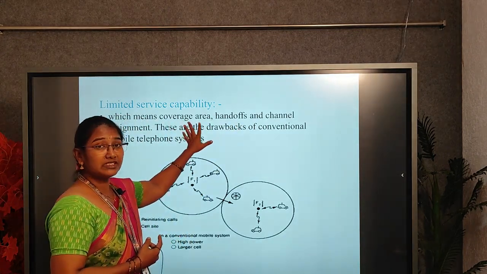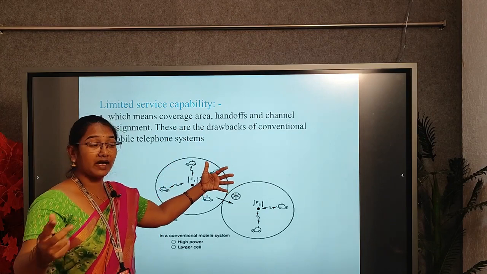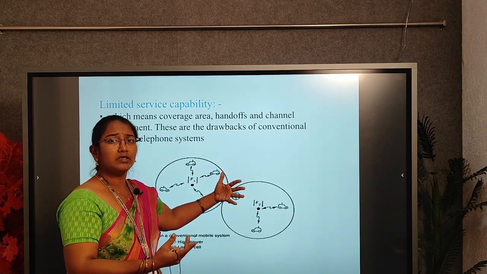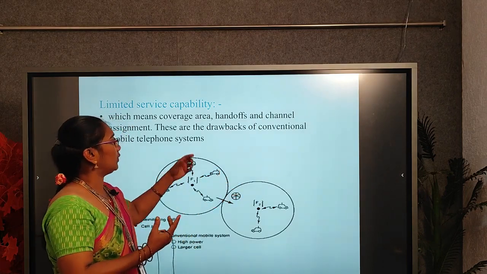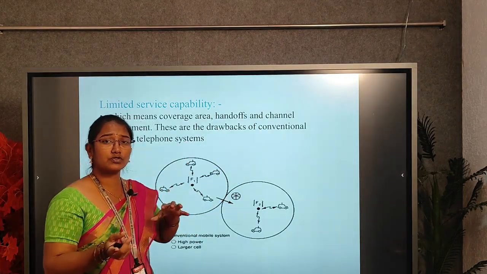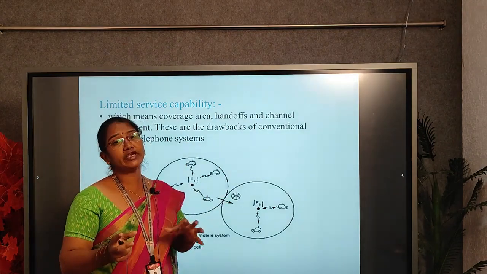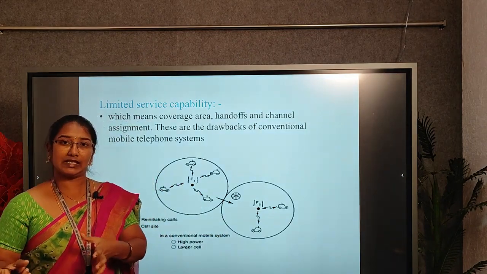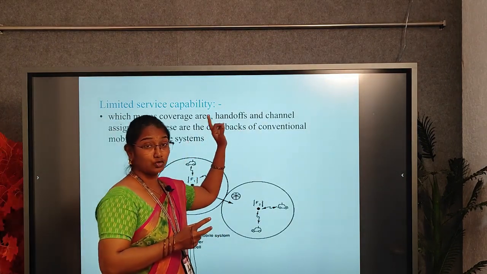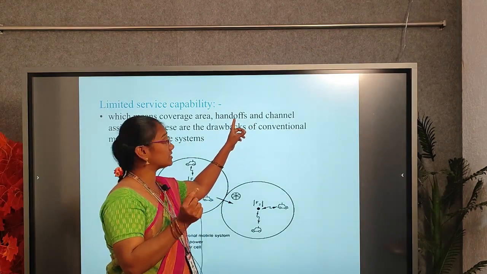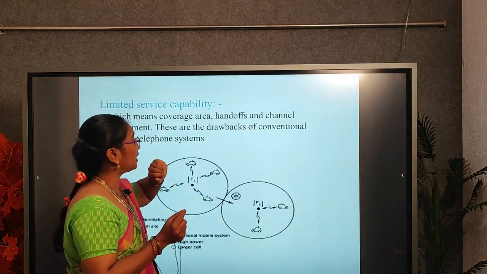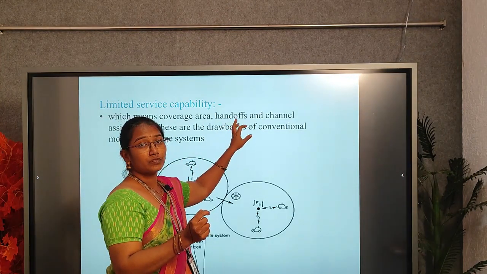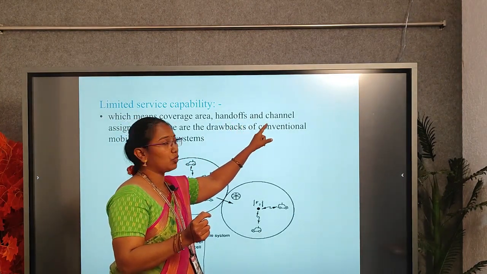What does coverage area mean? Simply the area covered by that cell site, depending on its height or power, so it will vary. What is handoff? Handoff is the process of continuing a call when the mobile unit moves to another cell site. Handoff should be done within a short time. That is the most important advantage in cellular mobile communication.